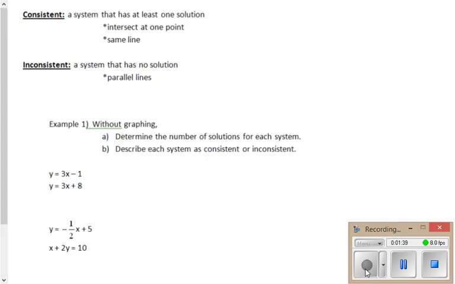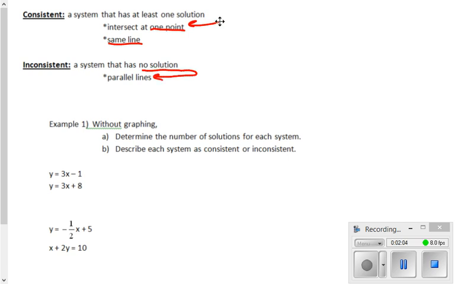A couple other terms that you'll run across is consistent versus inconsistent. Things are consistent when you have solutions. So when your graphs intersect at one point, or if you have the same line for an infinite number of solutions. When they intersect or touch, it's a consistent solution. Inconsistent would be when you have no solution, meaning the lines are parallel.